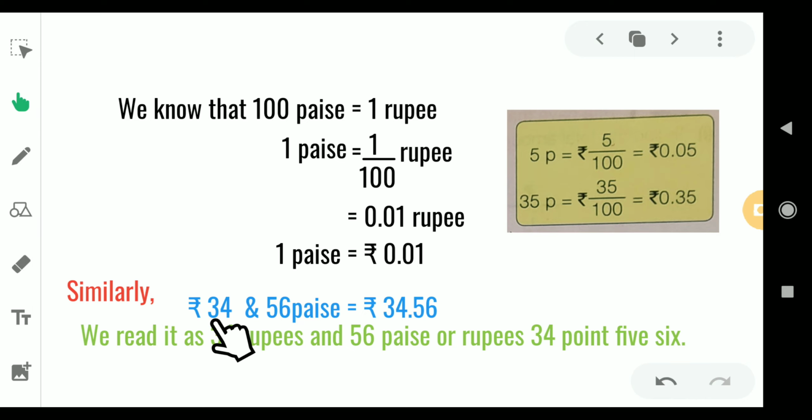Similarly, rupee 34 and 56 paise can be written as rupee 34.56, and we read it as rupee 34 and 56 paise. We can also read it as rupee 34.56. So when you want to convert paise to rupee, take the given value and write it as the numerator and just divide it by 100. So you will get it in rupee. Similarly, 35 paise can be converted into rupees like this: take the same value, write it as the numerator and divide it by 100. When you simplify this, it will be 0.35, and you can read it as rupee 0.35 or else 0 rupees 35 paise.